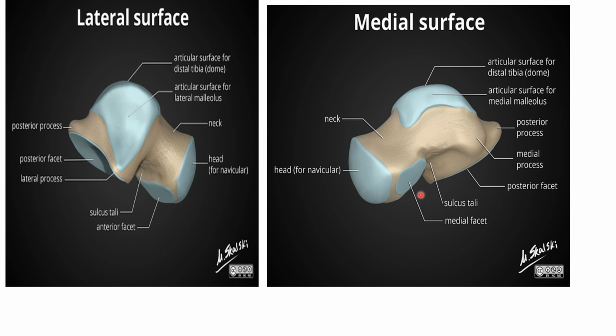So there are no muscles attached to the talus. Okay, only we have different articulations here. It articulates with the navicular bone, it articulates with the lower end of the tibia, and it articulates with the lower end of the fibula, right?